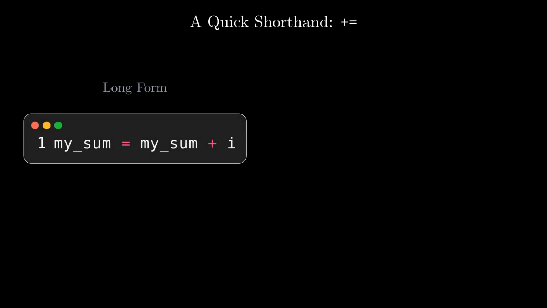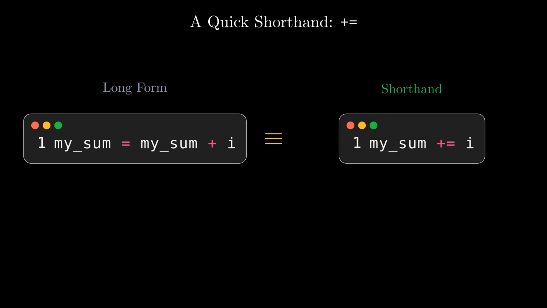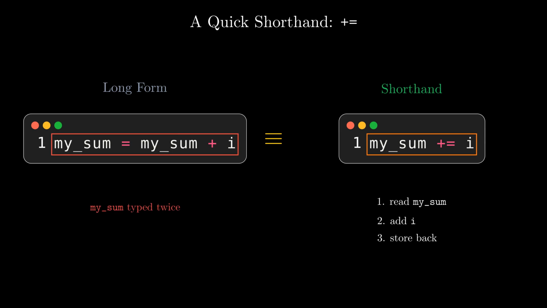A quick shorthand. Instead of writing my sum equals my sum plus i, write my sum plus equals i. The plus equals operator takes the current value of my sum, adds i, and stores the result back. This notation exists because variable names can get long, and retyping them is tedious.